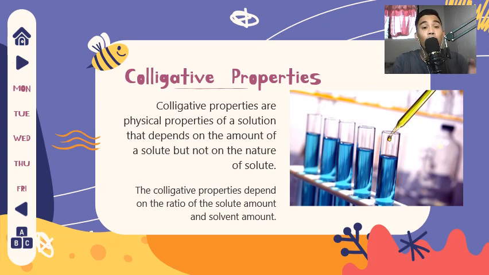And there is one category of properties that can only be applied to solutions, and these are known as the colligative properties. The properties can be considered colligative only if they are dependent on the amount of solute present in the solution, disregarding the identity of the solute itself. So it matters how many solutes are present or being added to the solvent.